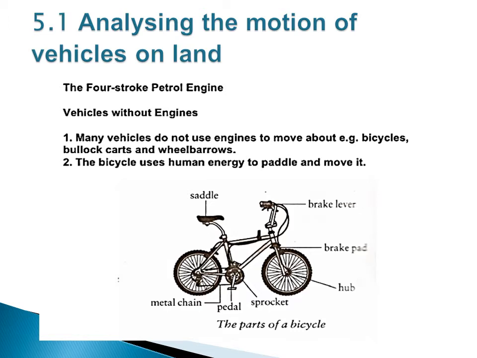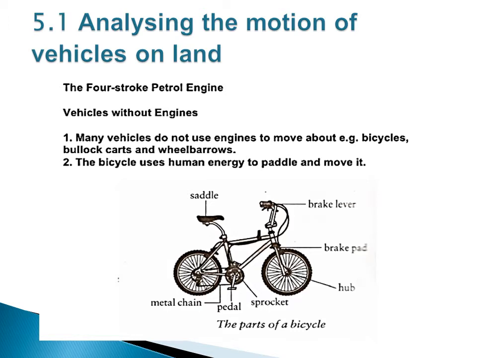So the bicycle uses human energy to pedal and move it. So girls, you have to remember or be able to label the parts of a bicycle. So you have the saddle, right? The pedal, the place that you put your foot, right? And the metal chain, which is connected from the sprocket to the behind wheel, right? So we have the brake lever, brake pedal, and hub, girls.